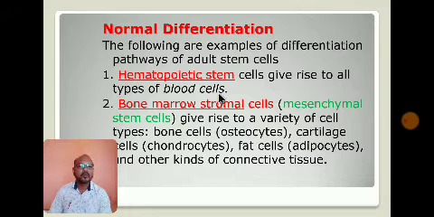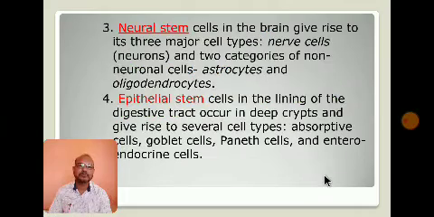Number 1, hematopoietic stem cells give rise to all types of blood cells such as RBC, WBC, we already seen that. Bone marrow stromal cells, mesenchymal stem cells, give rise to a variety of cell types: bone cells, osteocytes, cartilage cells, chondrocytes, fat cells, adipocytes, and other kinds of connective tissues. The third one is the neural stem cell in the brain, which gives rise to 3 major cell types: nerve cells that develop neurons, and 2 categories of non-neuronal cells, astrocytes and oligodendrocytes.